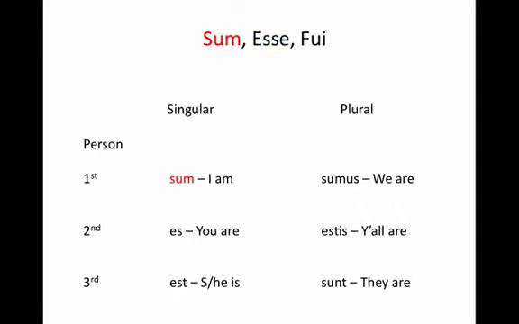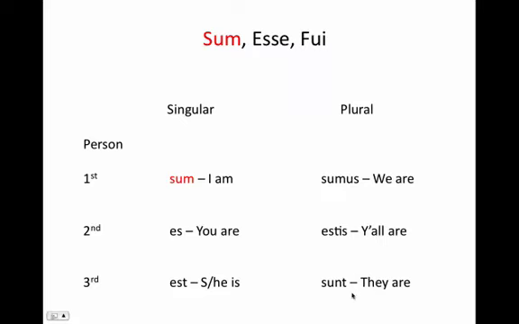Once again, here's the verb chart for sum esse fui. And we have our meanings here. So we have sum, I am, es, you are, est, he, she, or it is, sumus, we are, estis, you all, plural are, you all are, and sunt, they are.